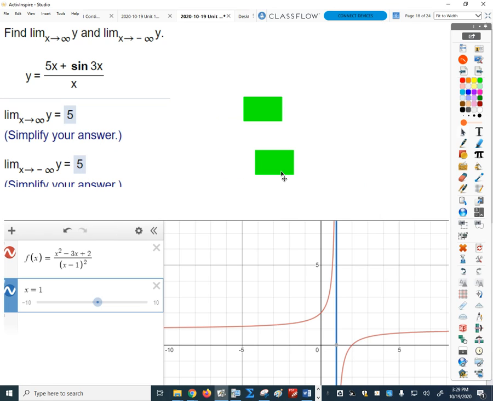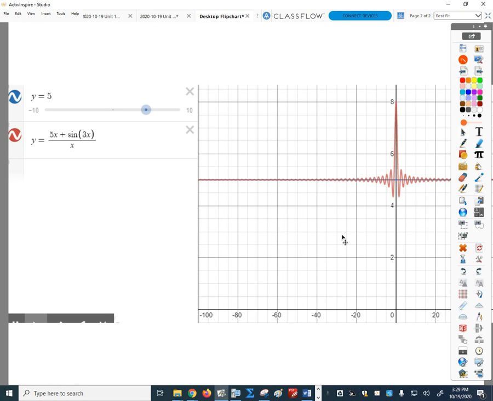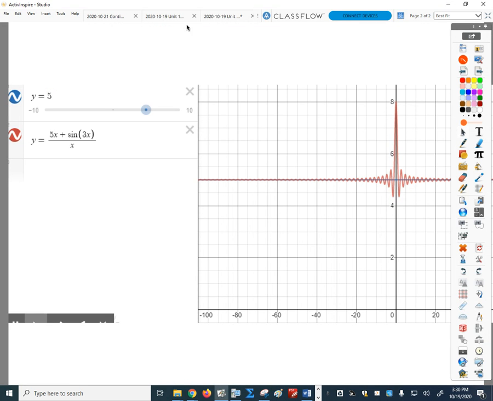I get 5, both to the left and the right on that one. Oh, what did I do there? Somehow I pasted. What did I do? I think I pasted the wrong one. I don't know what I did. Something weird. Oh my gosh, what did I do?